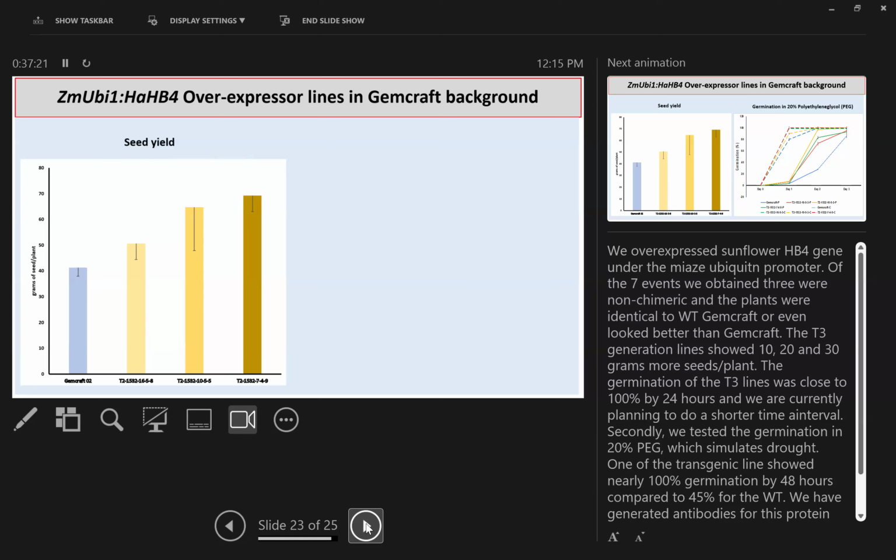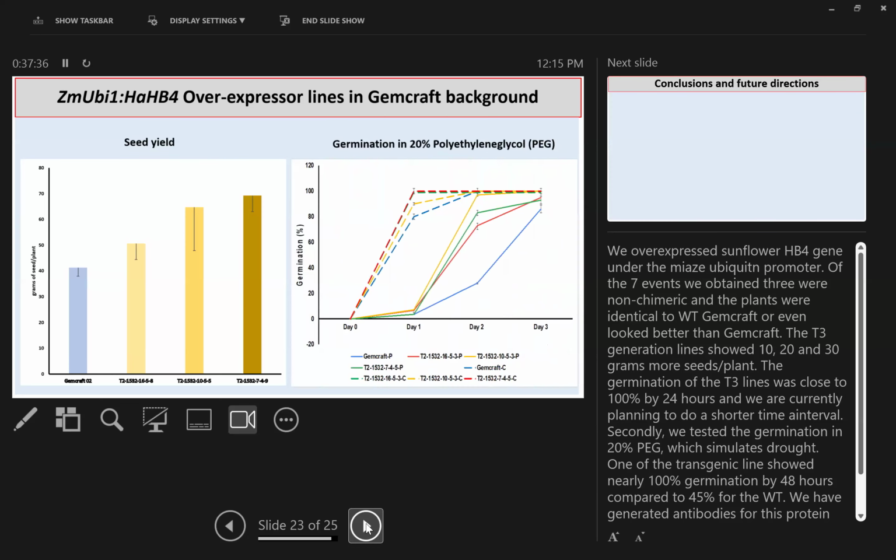Okay, they have not been stressed in any way. This is just normal growing plants, but they look beautiful. And when you overexpress some of these transcription factors, you get really weird phenotypes sometimes, but we were not. They just looked exactly identical to a non-transformed GemCraft.